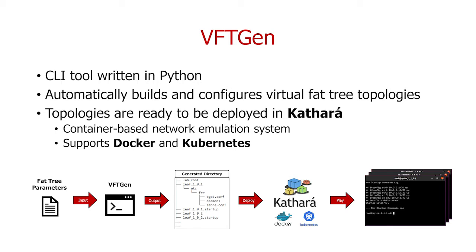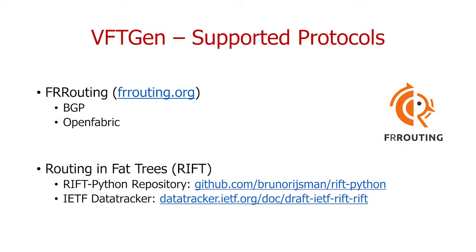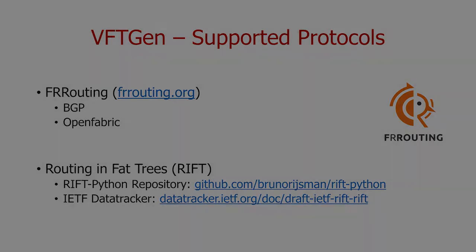VFTGen exposes a set of parameters to configure the desired FAT-tree topology and the routing protocol in a very simple way. Supported protocols are BGP, the standard de facto for FAT-trees, OpenFabric, a fluid optimization of ISIS, and RIFT, routing in FAT-trees, a hybrid link-state distance vector protocol specifically designed for these topologies. For BGP and OpenFabric, we use the FRR routing daemon implementation. For RIFT, still under standardization at IETF, we use the only currently available open-source implementation called RIFT-Python.